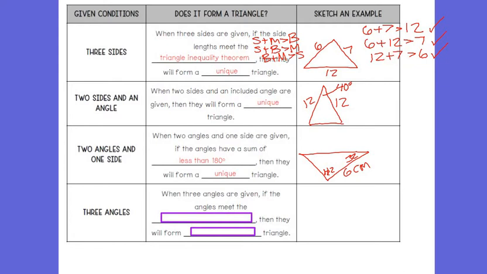So let's test it. We have angle 122 plus 32. What does that give me? 154. Is that less than 180? Yes. So could this make a proper triangle? Yes, it could.